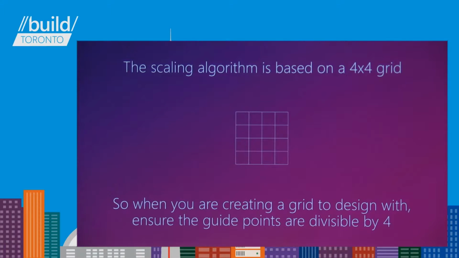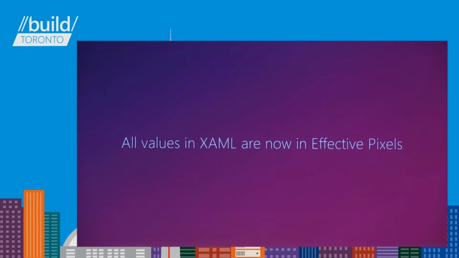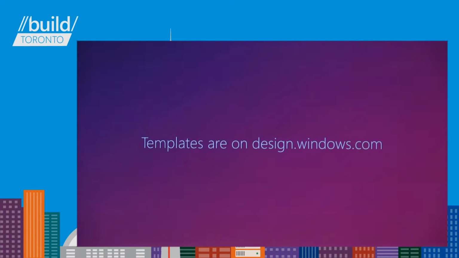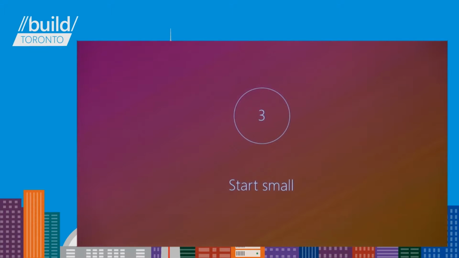Whenever you write in XAML, all of your numbers will be in effective pixels. When you write in HTML, they'll all be in CSS pixels. Whenever we do scaling, it's always on a 4x4 grid. So when you write your controls, whether it's one of ours that you're using or one you're building yourself, make sure that you have room for it to size based on a 4x4 grid. Again, any value that you use in XAML now will be an effective pixel. Any CSS value that you use in HTML will be in CSS pixels.